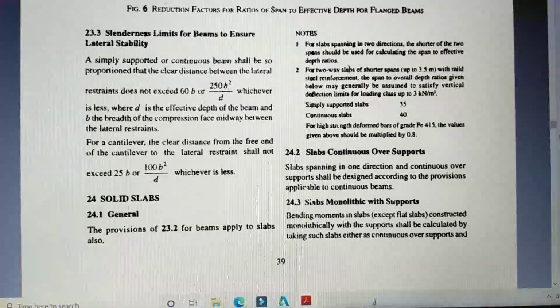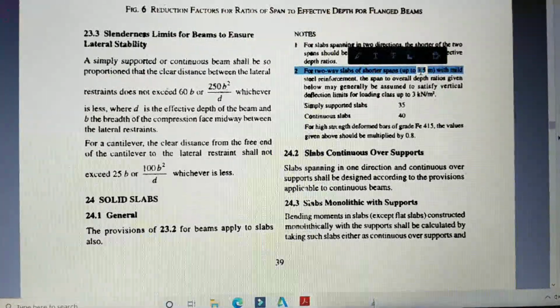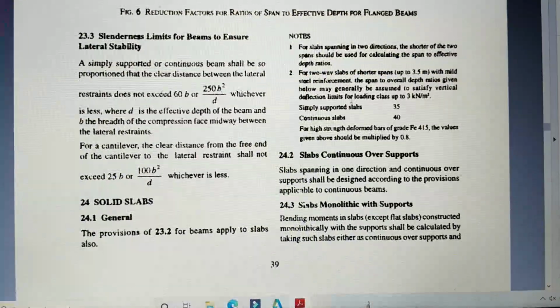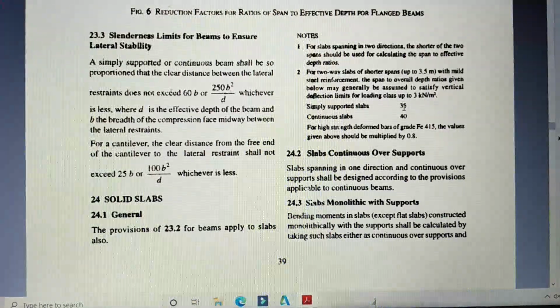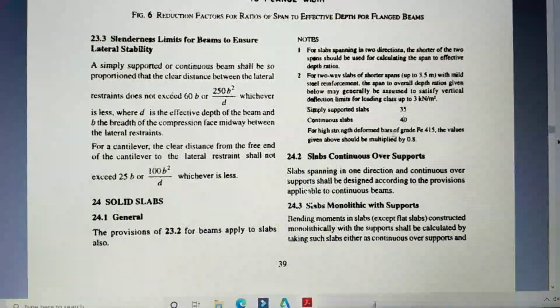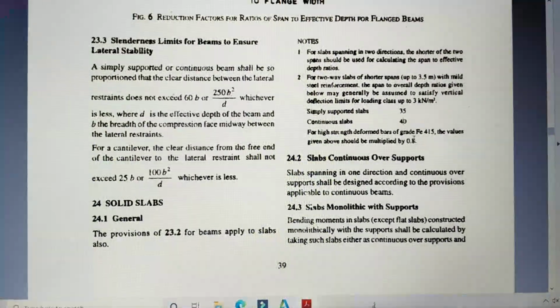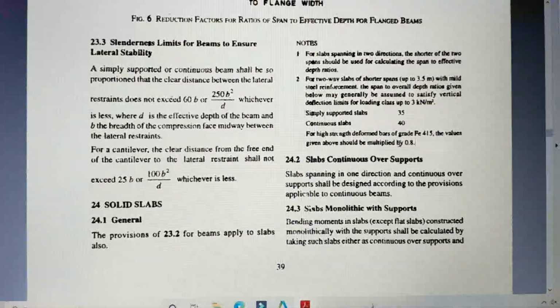For the two-way slabs, shortest span up to 3.5 meter width and loading class will be 3. We have to use simply supported 35 and continuous 40. And for Fe415, we have to multiply this value by 0.8.